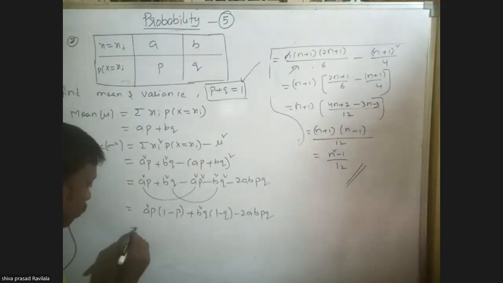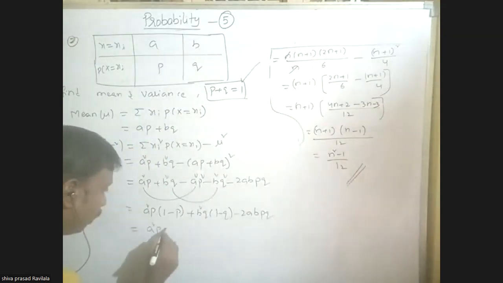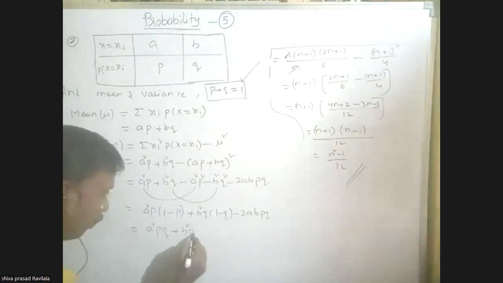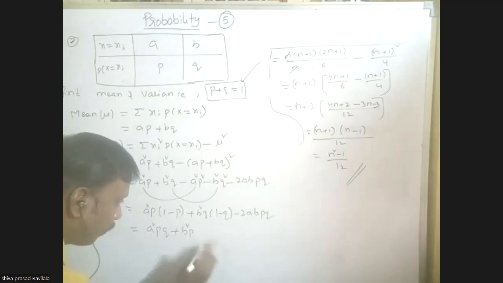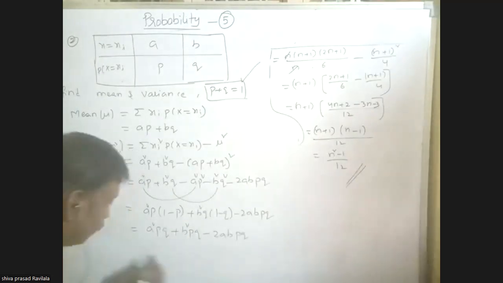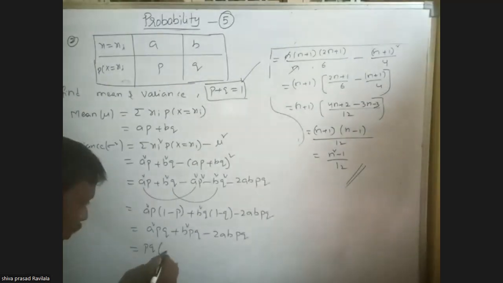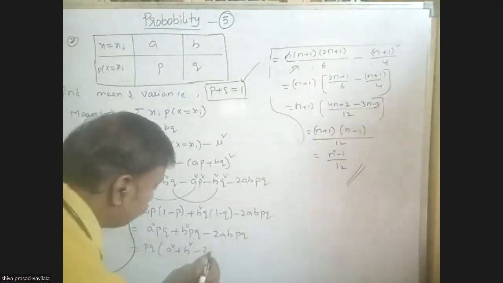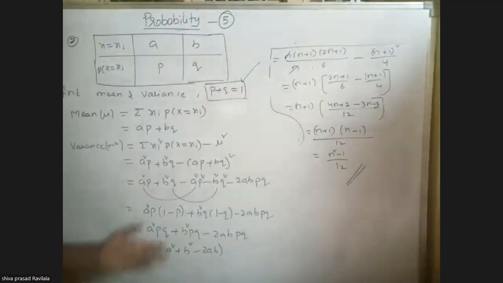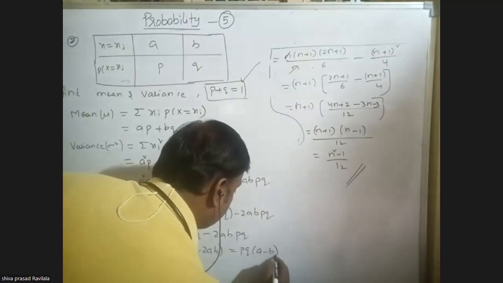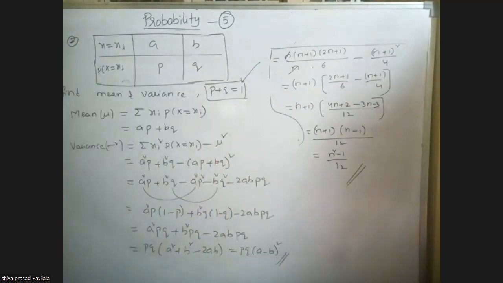This one is equal to a square pq plus b square, this one is equal to p, 1 minus q is equal to pq, minus 2abpq. Observe here, from all this pq common, and remaining a square plus b square minus 2ab, that is a minus b whole square. So variance is pq into a minus b whole square.